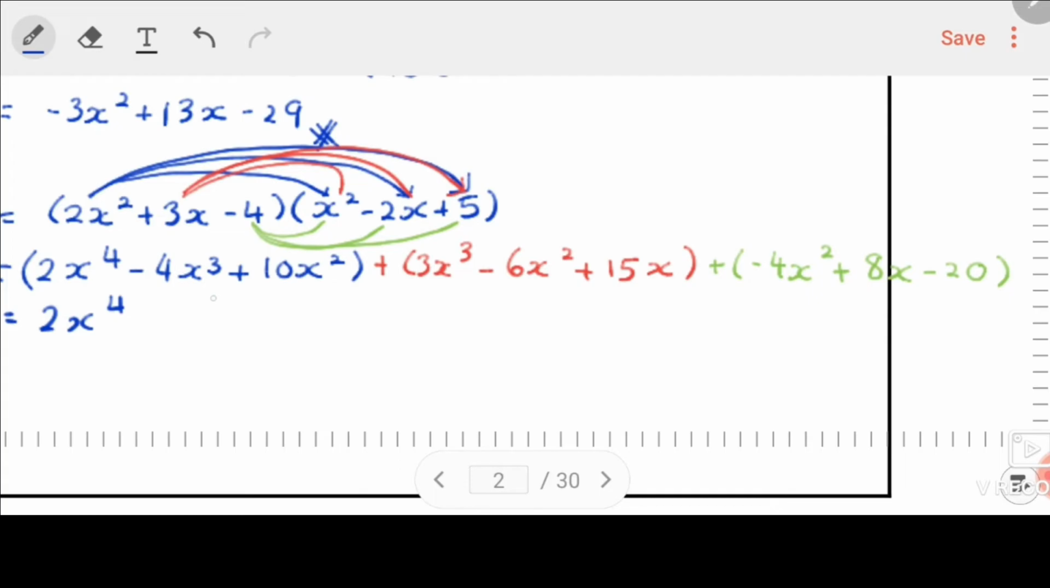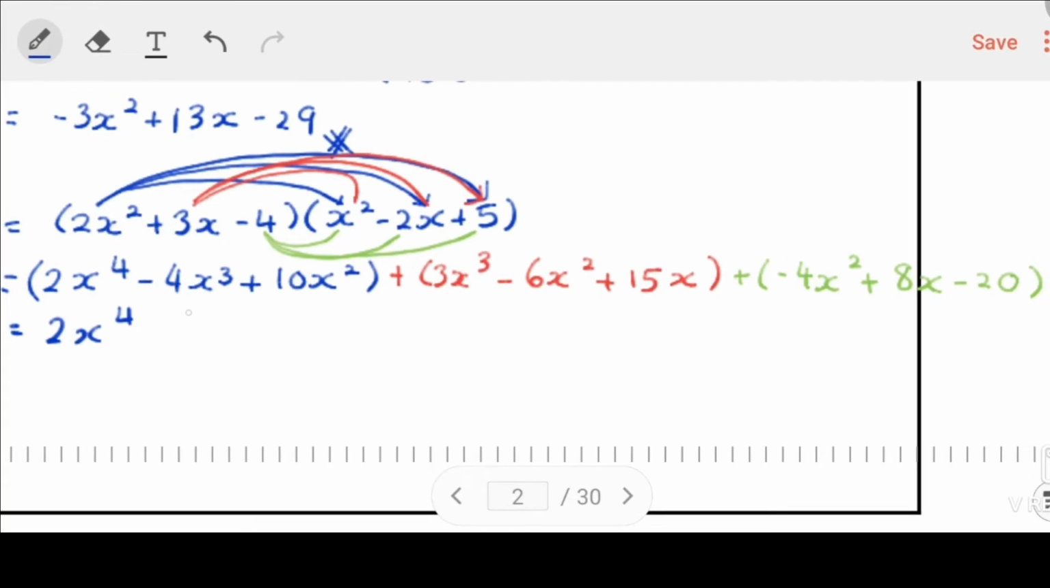Next, the highest power of x is x cubed. So we combine terms with x cubed. Combine the coefficients, negative 4 plus 3, negative x cubed. Then look for terms with x power 2 or x squared. So 10 minus 6 becomes plus 4x squared. Look for terms with x power 1. So we have 15 plus 8.